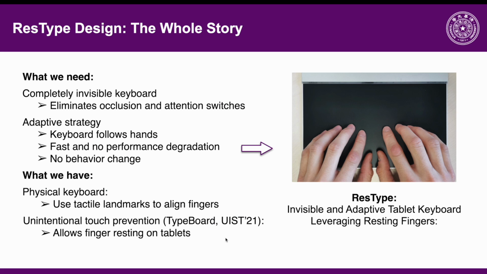In summary, to address the issues mentioned earlier, we need a completely invisible keyboard to eliminate the occlusion and attention switches. We also need an adaptive strategy to help users locate touch positions. It is worth noting that this strategy must be real-time and must not disrupt users' normal typing behavior. So inspired by how users touch the landmarks on physical keyboards to align fingers, and by our prior work, Typeboard, that can prevent unintentional touches on tablets, we present ResType. It adapts an invisible keyboard to resting hands in real time. We refer to this adaptive strategy as calibration in our work.